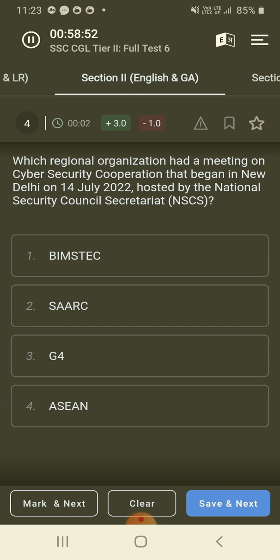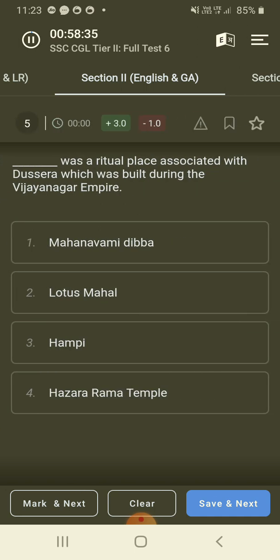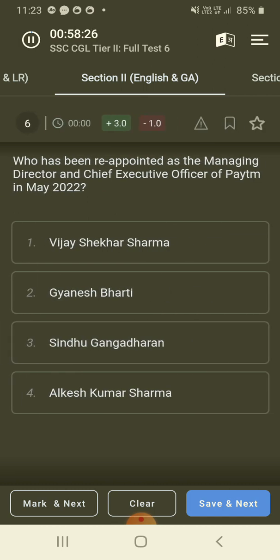Which regional organization had a meeting on cyber security cooperation that began in New Delhi? SAARC, G4, ASEAN. Which was a ritual place associated with Dussehra, built during the Vijayanagar Empire? Who has been reappointed as the Managing Director and Chief Executive Officer of Paytm?